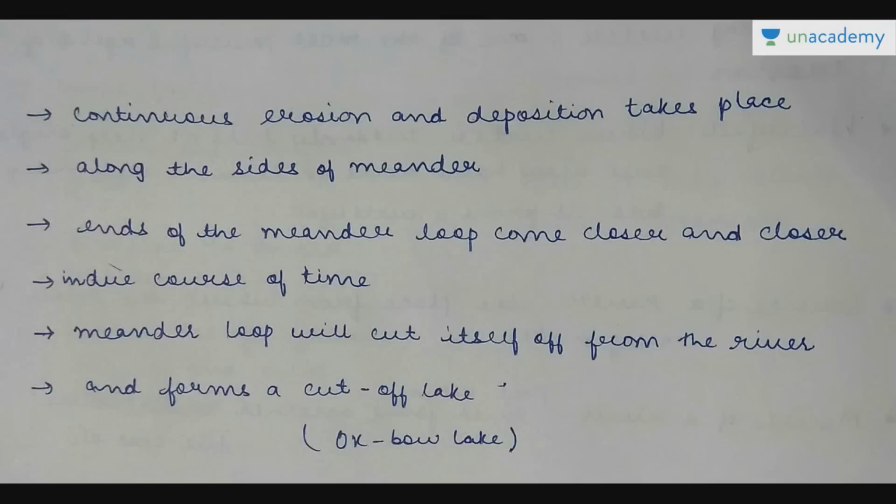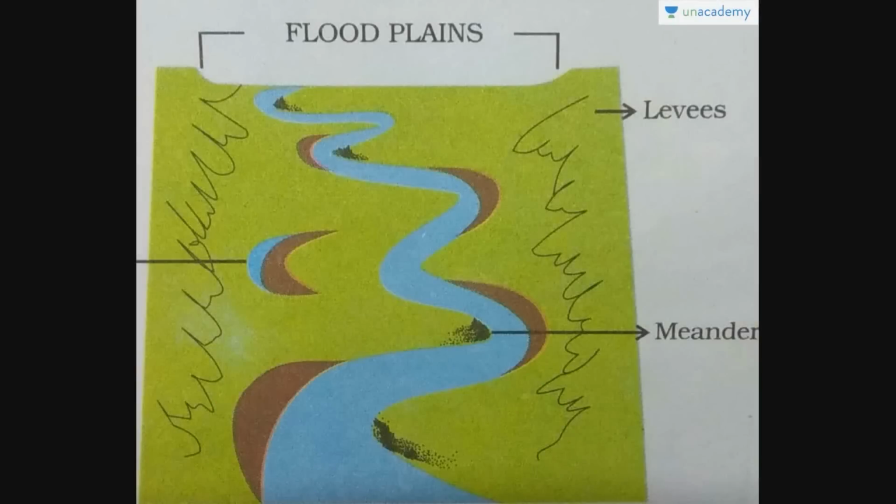Now, when this continuous process takes place, the ends of the meander loop come closer and closer, and in due course of time, this meander loop will cut itself off from the main river and form a cut-off lake, or the oxbow lake. So it has cut itself off from the main river with due course of time, and this is how the oxbow lake is formed.